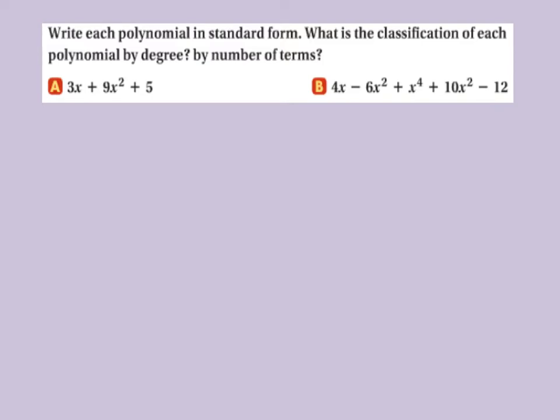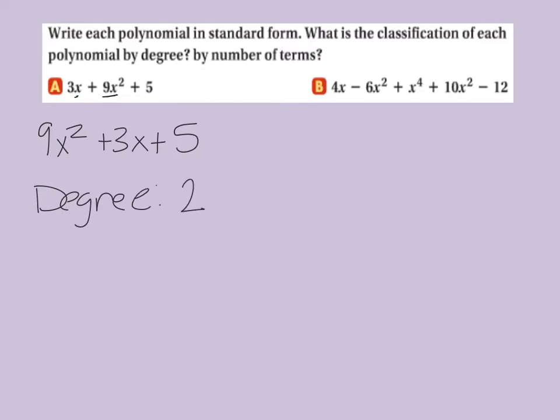So we have to write this in standard form. When you're writing in standard form, you want to have the highest degree first. The highest degree is always the exponent that is the highest. So in this first one, my highest exponent is x squared, so that should come first. And then my next highest exponent is just the x, so I put plus 3x plus 5. This right here would be in standard form. And the classification of this would be: the degree would be 2 because my highest exponent is 2, and you call this a binomial.